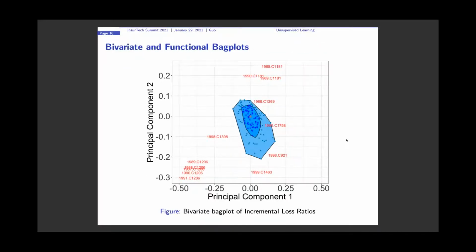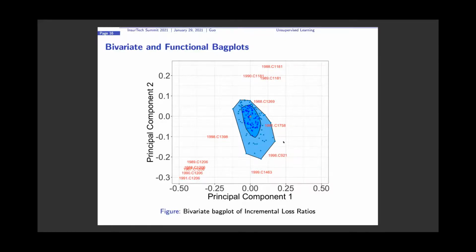Our next visualization is the bivariate and functional bagplots. First, the bivariate bagplot. Again, the x-axis is the first principal component score, and the y-axis is the second principal component score. The dot in the middle is right at 0, 0. The inner circle contains the middle 50% of the observations. The outer circle is the 99% fence, which, if the data were bivariate normally distributed, is supposed to fence 99% of the observations.